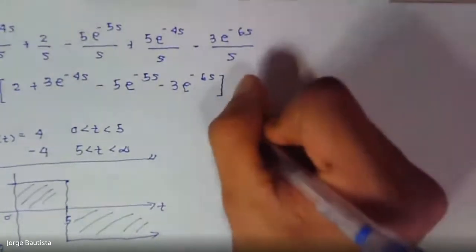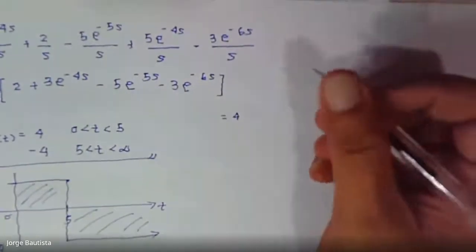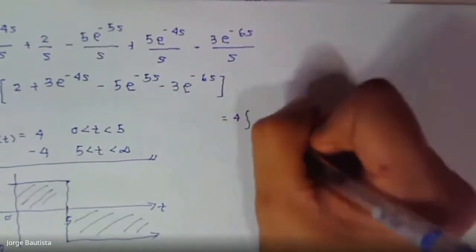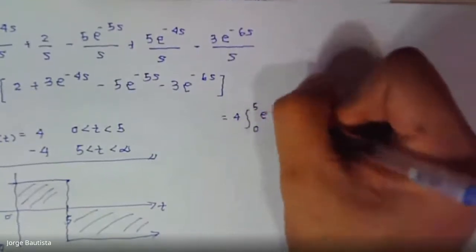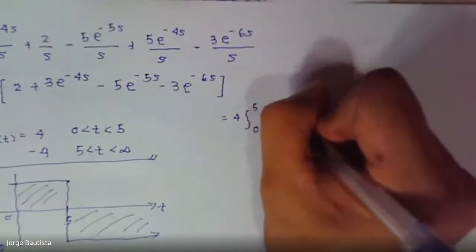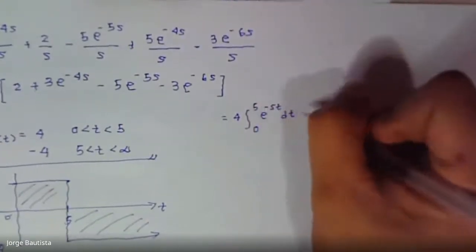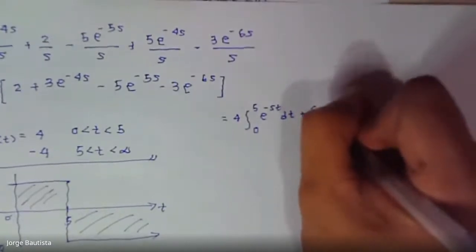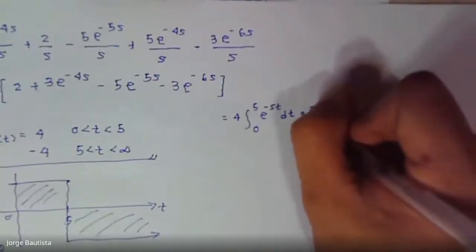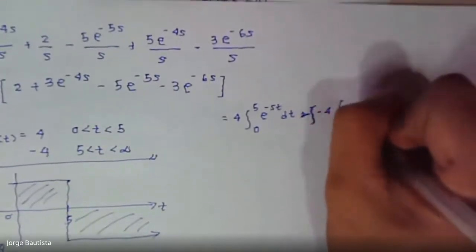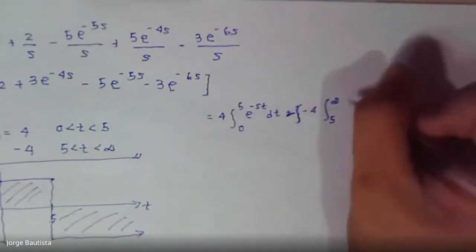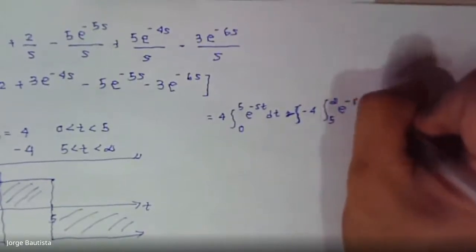Okay, so we have 4, then you have the integral from 0 to 5 of e raised to negative st dt. I took out the 4. So you have plus negative 4, then the integral from 5 to infinity of e raised to negative st dt.